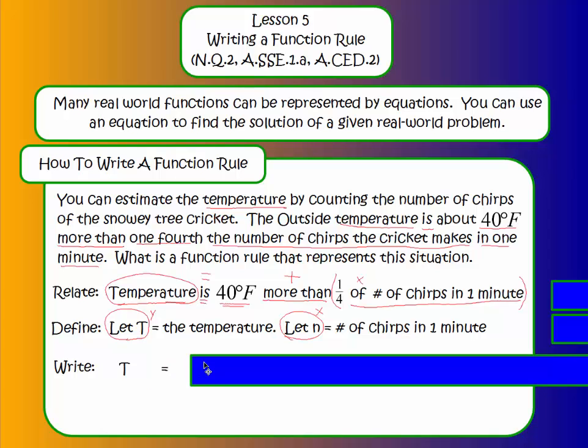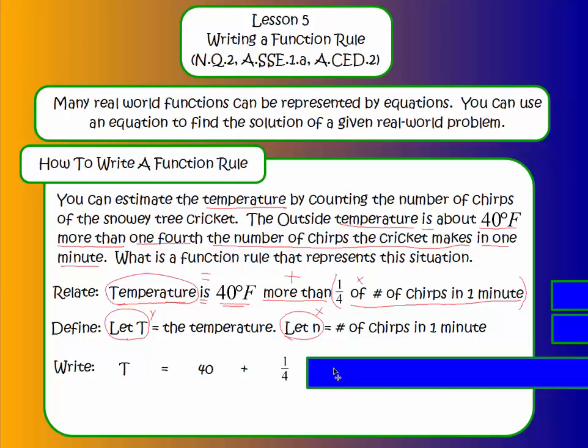so we're going up to this relate part up here. So the temperature equals, we're going to need that 40 degrees Fahrenheit, so 40 degrees more than, so plus, a quarter of the chirps in 1 minute. So 1/4 of means to multiply. So let me write in that multiply. I can use parentheses. Times n, the number of chirps in a minute.